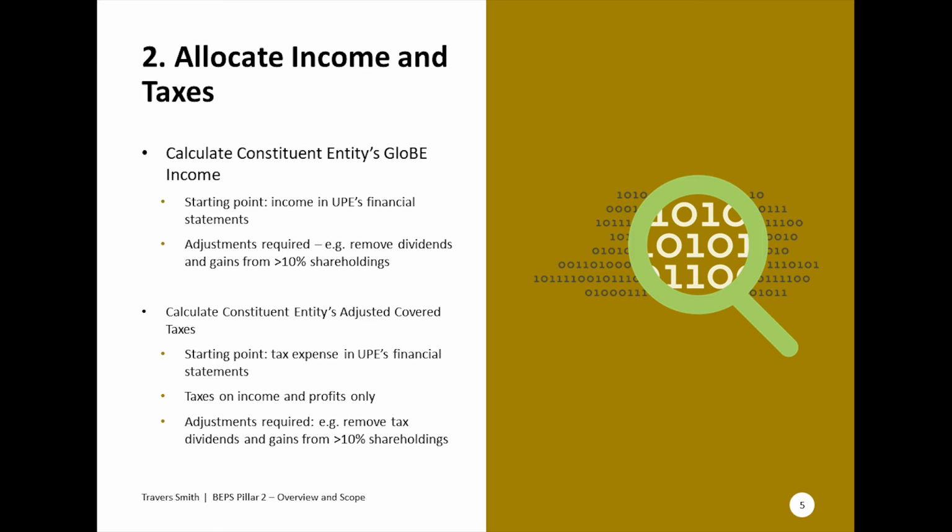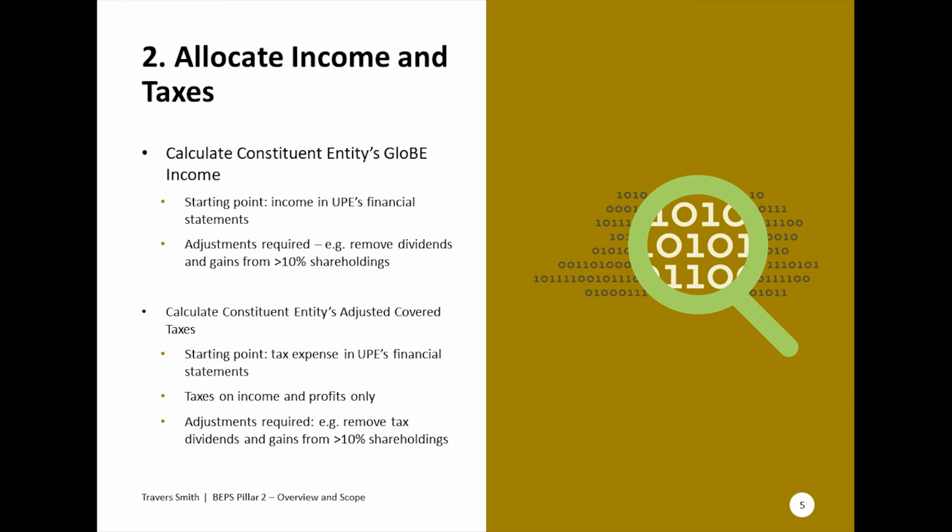For example, you would need to remove any dividends and gains from the disposal of shareholdings in which the entity holds a 10% or greater interest, and you would also need to reverse certain deductions such as bribes and large fines. There are special rules for allocating income to permanent establishments and to tax transparent entities. We will cover those in a later session.